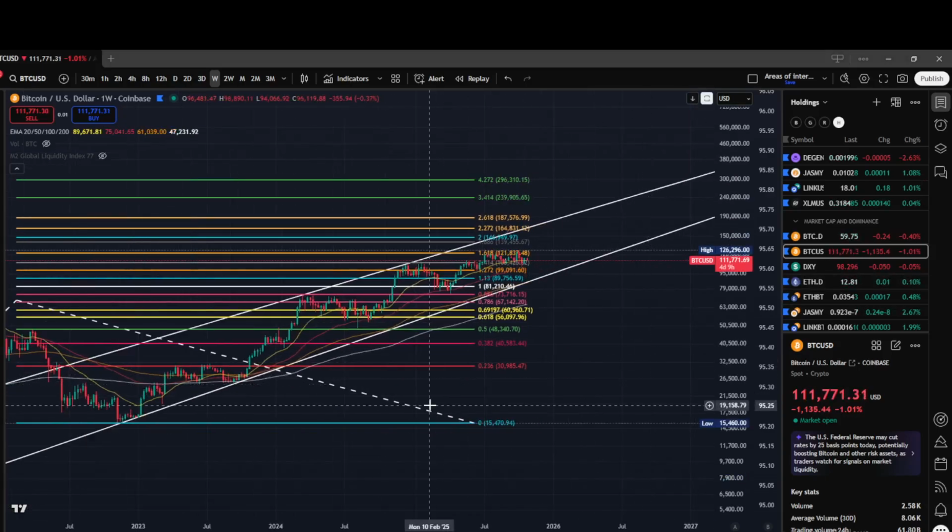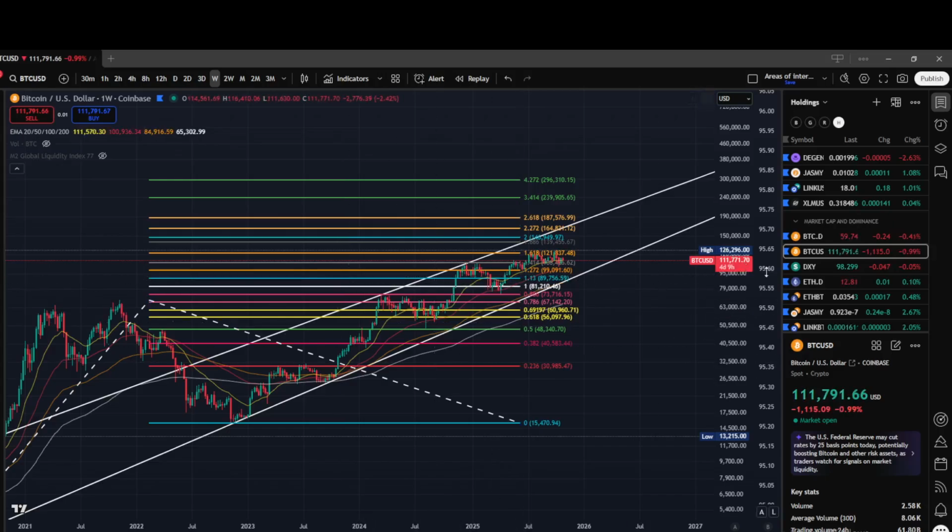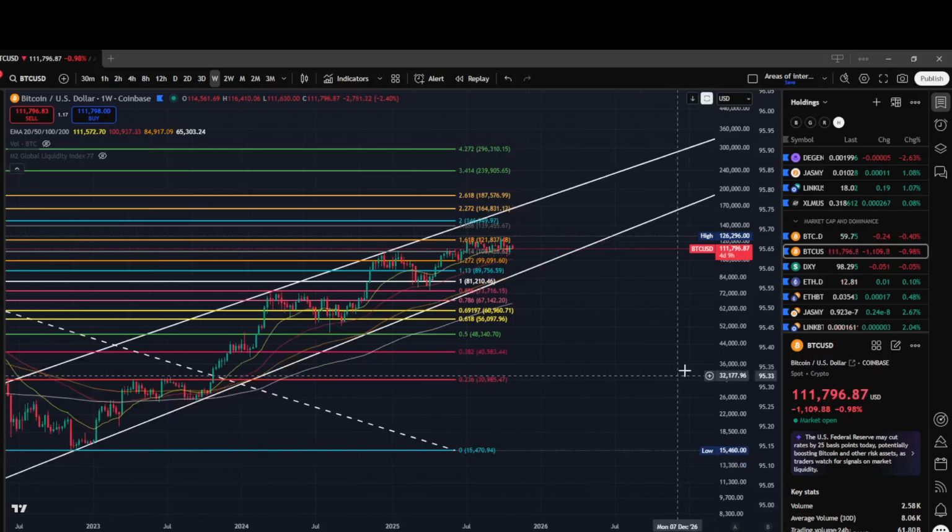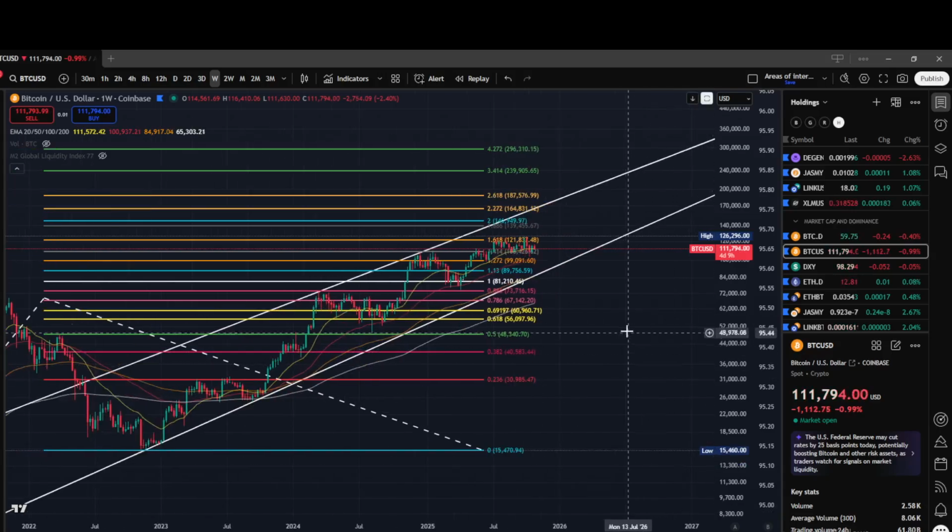So, what you're looking at here is Bitcoin on the weekly. Sometimes when I go in and out of charts, my trend lines get really messed up, so I had to redo my trend lines. I just added the Fibonacci extension sequence onto here.